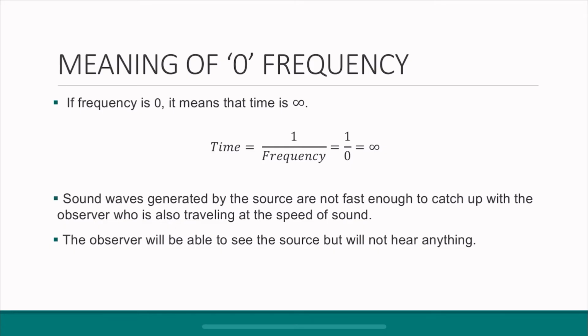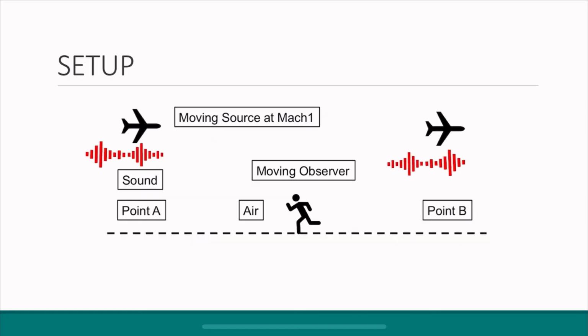So sound waves are generated by the source continuously, but the observer, you need to understand that he's actually traveling at the speed of sound. So which means sound waves have to travel faster so as to reach the observer, so as to catch up with the observer. But they are not fast enough because both are traveling at the speed of sound. So sound waves cannot catch up with the observer who himself is traveling at the speed of sound. So that's why the observer will never be able to hear the sound, but he'll be able to see the source though.